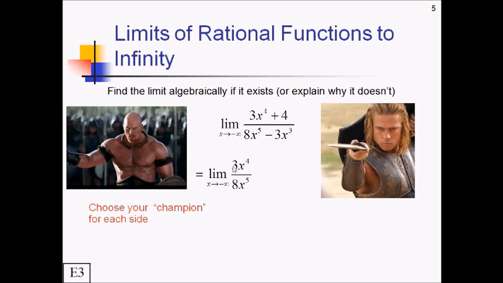At this point, once you've chosen your champions, if it's just a rational function with polynomials, we're just going to reduce and plug in. So in this case, these x's can cancel for the most part. We have a 3 left on top and just an 8x to the first power in the denominator. And at this point, we're just going to plug that negative infinity in here. Now, you might remember from our discussion earlier that if you're dividing a constant by essentially infinity, that ends up being 0. And that's exactly what our limit is here.